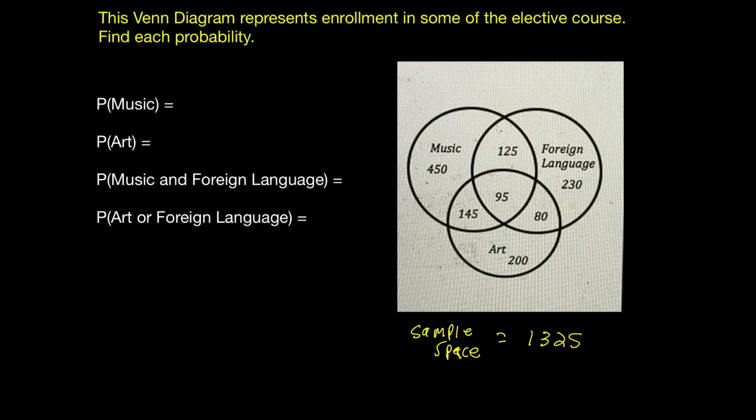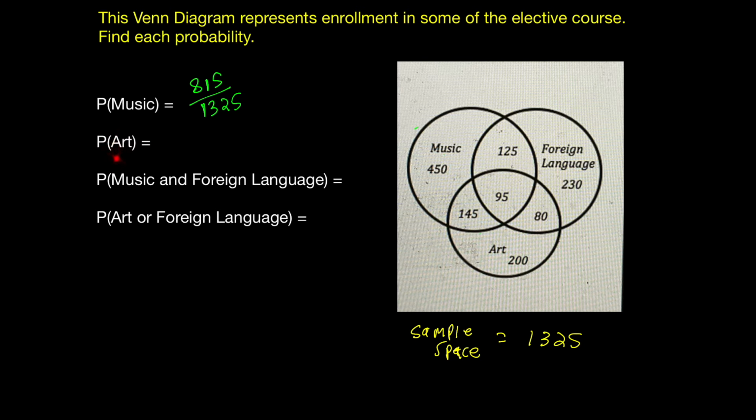Now, out of these 1325, I want to get the probability of randomly selecting a student that's taking a music class. So I'm going to go ahead and outline the circle that contains music. Now here, I am going to add all of these quantities together. So 450 with the 145 plus 95 plus 125, I'm going to get a total of 815. And I'm going to divide that by the sample space, which is 1325.